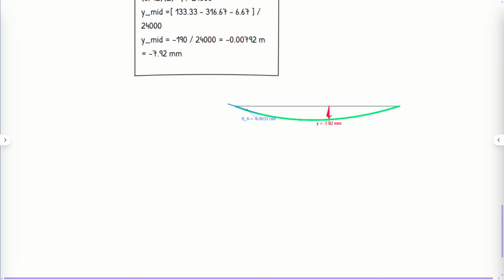Plugging x equals 0 into the slope equation gives a slope of negative 0.0033 radians at A. Setting x to 4 meters gives a downward midspan deflection of 7.92 millimeters.